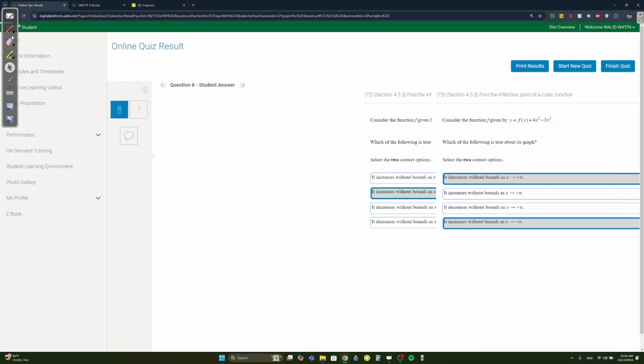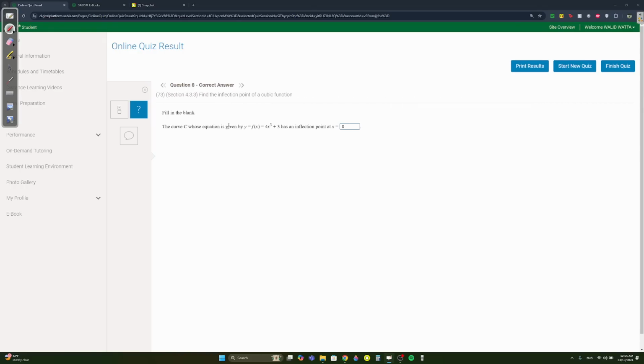Question 8. The curve was equal, okay, inflection point. Inflection point, y prime prime is equal to 0. Derive twice, you get 12x squared. And then derive the second time, you get 24x. Equate it to 0, you get x equals 0.